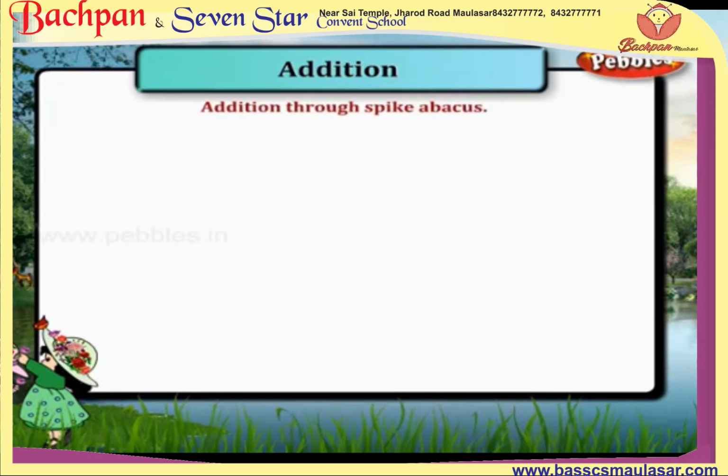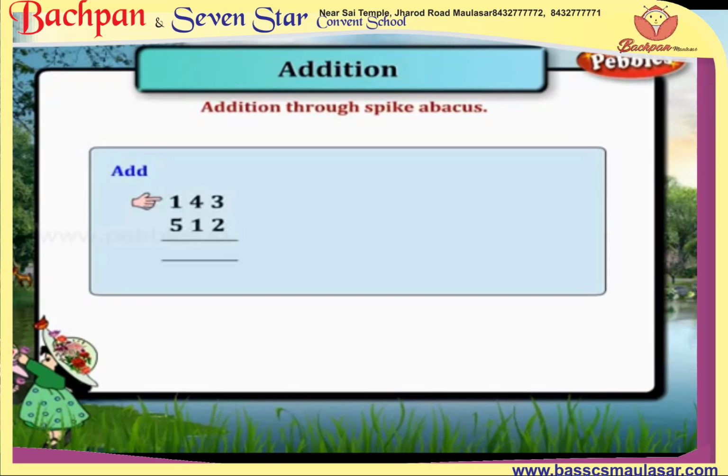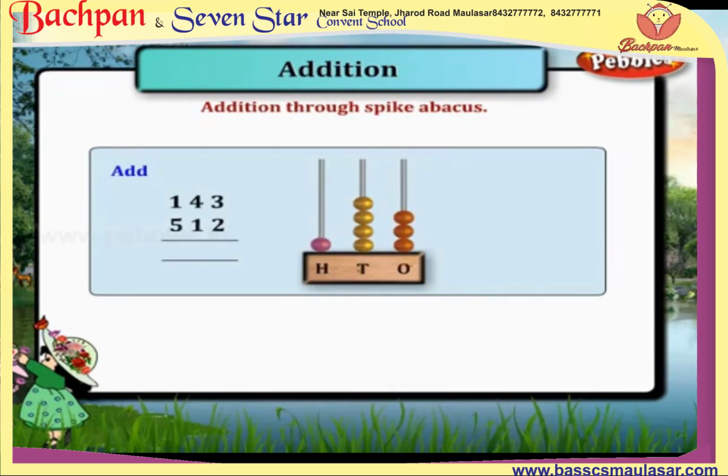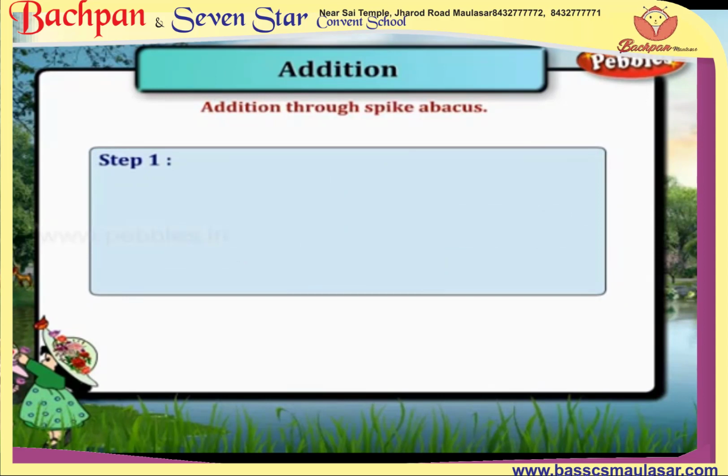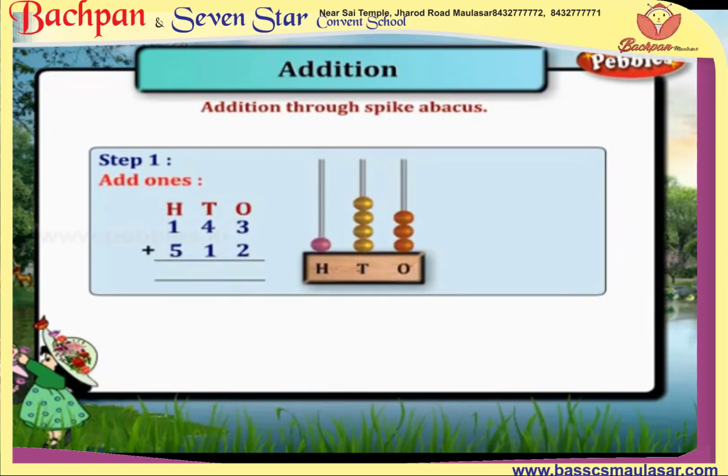Addition through spike abacus. Add 143 with 512. We already have 3 beads in the ones place, 4 beads in the tens place, and 1 bead in the hundreds place. Now we have to add 512 with 143. Step 1. Add ones. Put 2 beads in the ones place. Now add the ones. 3 plus 2 is equal to 5. Write 5 below the ones place.